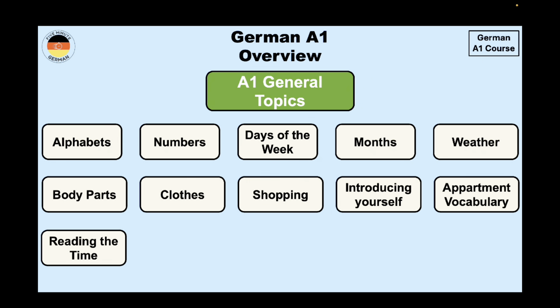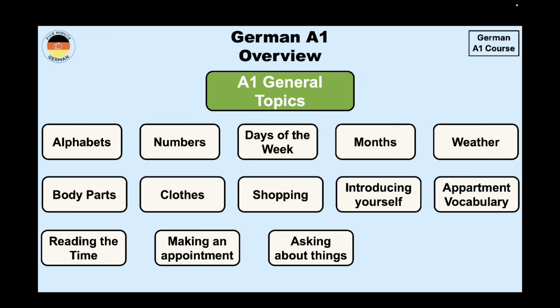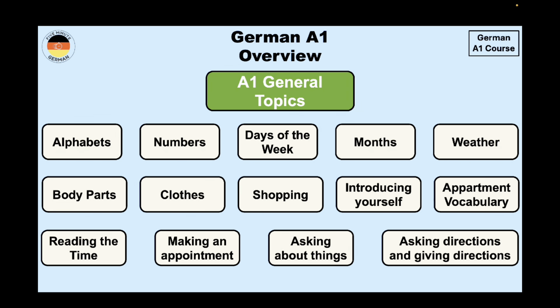You should be able to read the time in German, and you will be able to make an appointment over the telephone or in person. You will also be able to ask questions about things. For example, if you don't know about anything, you will be able to ask what is that, and you will also be able to ask about directions and also give directions if somebody asks.